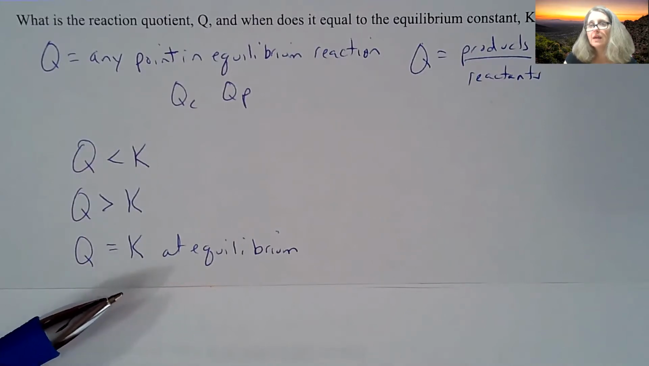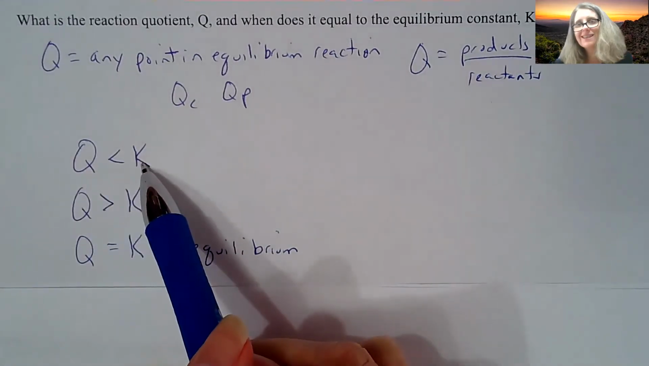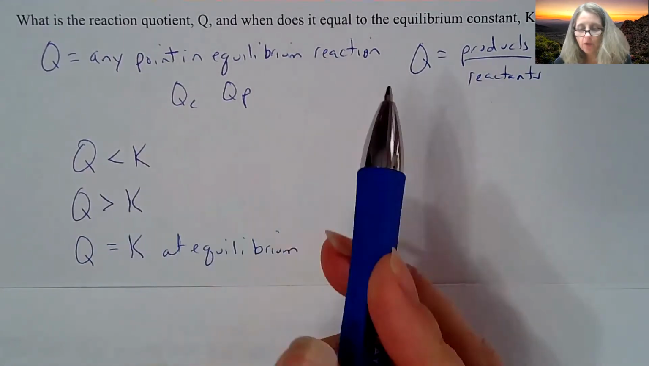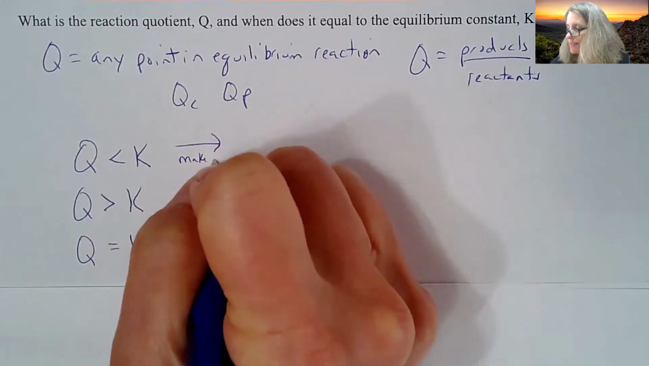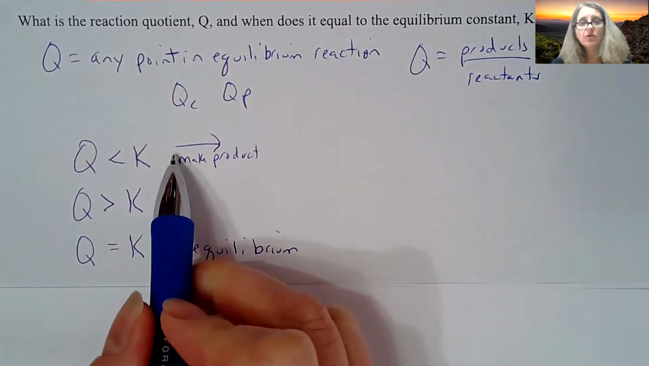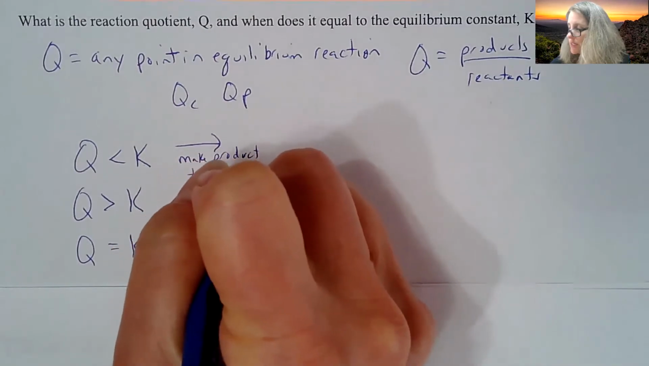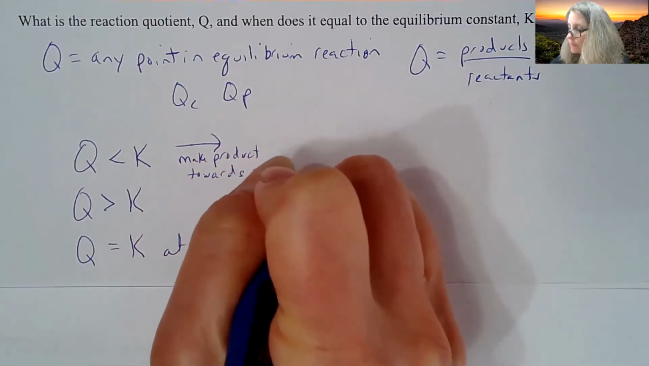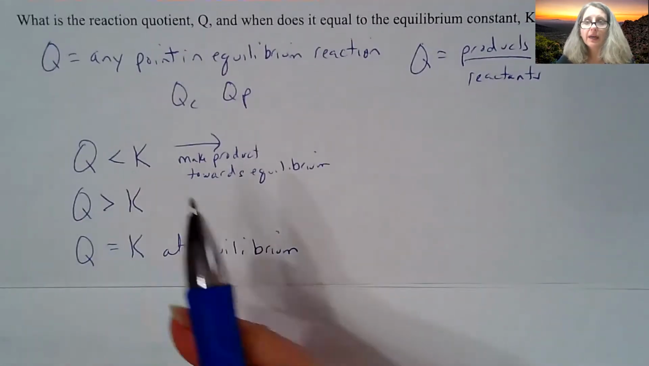So if you have the exact same amount of product and reactant, when you do the math, it equals your K, you know you're at equilibrium. Well, what if the Q is less than K? What that's saying is I need to bump it up some more. I need to make more product. So that means I'm going to shift it towards the right and make more product to get it towards equilibrium, because obviously I'm not there yet if I'm below K.